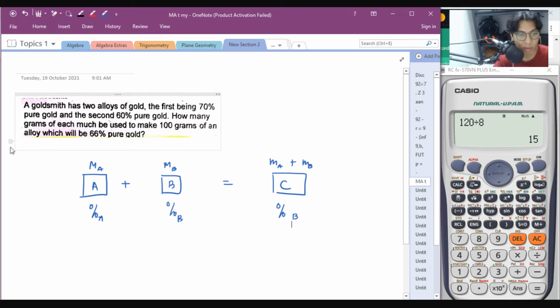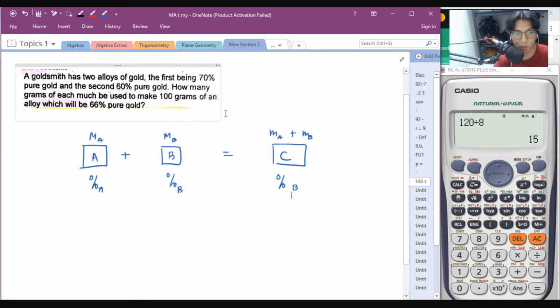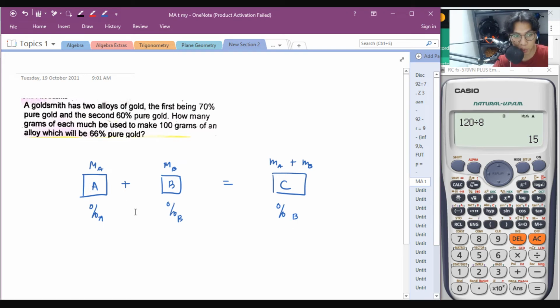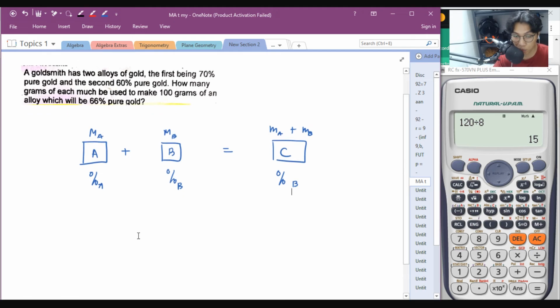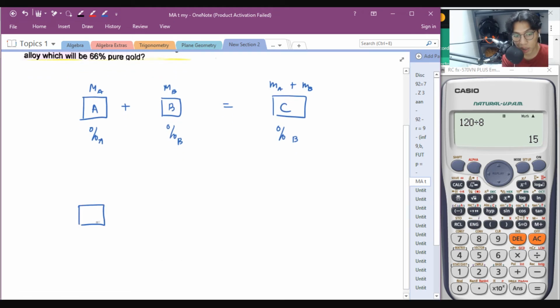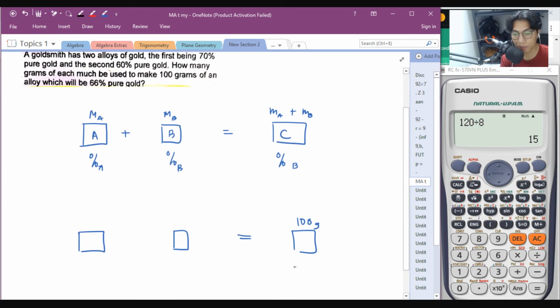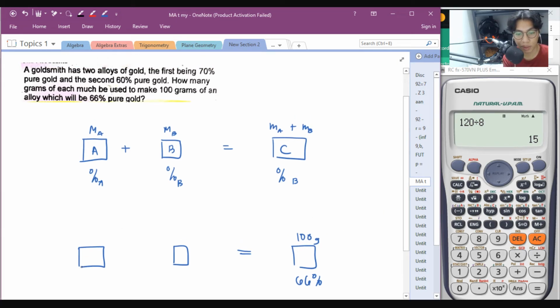Okay? So, dito, a goldsmith has two alloys of gold. Of first being 70% pure gold and second, 60% pure gold. How many grams of each must be used to make 100 grams of one alloy which will be yielding 66% pure gold? Okay, i-drawing natin. So, meron kang alloy 1, alloy 2. Ang resulting niya will be 100 grams and then 66% yung pureness niya. So, yung A, meron kang 70% dito ng mixture. Tapos yung B, meron kang 60%. Okay? Ano daw yun nandito? Siyempre, ano yung hindi mo alam?